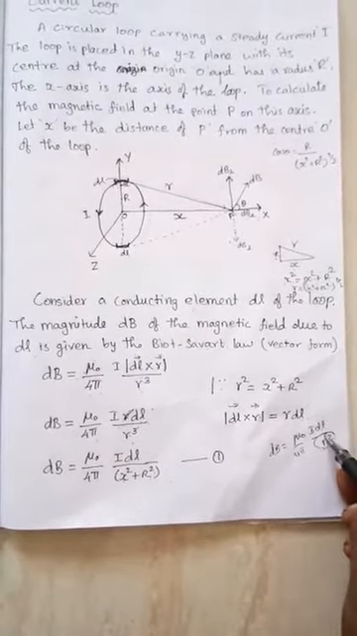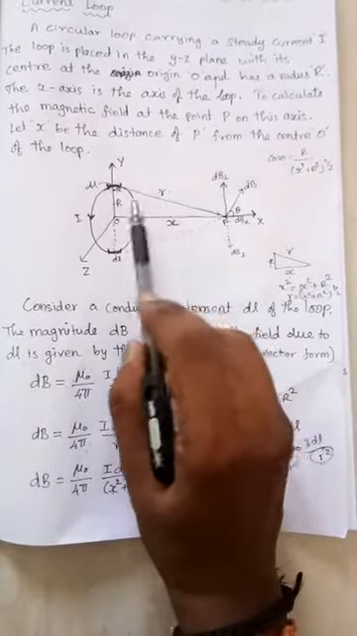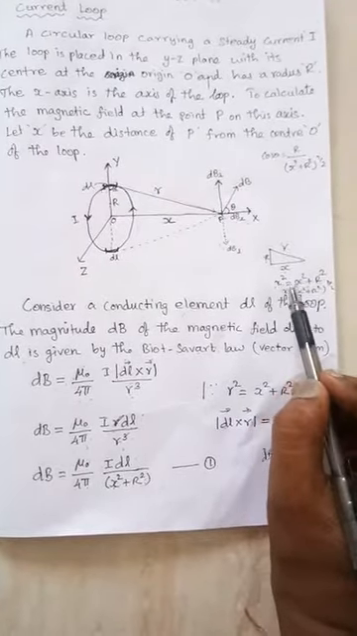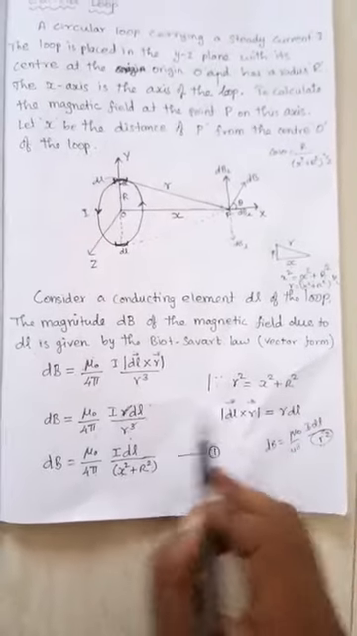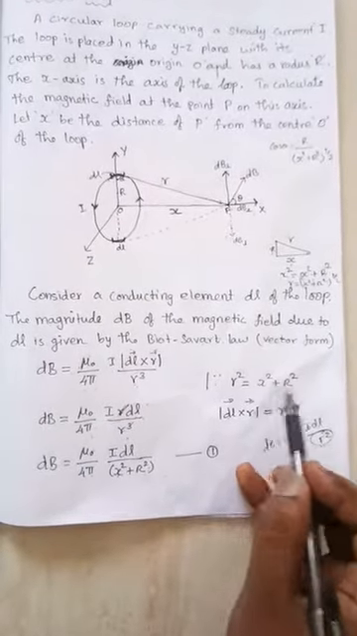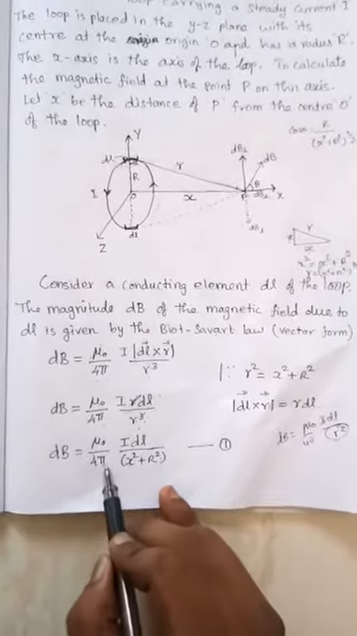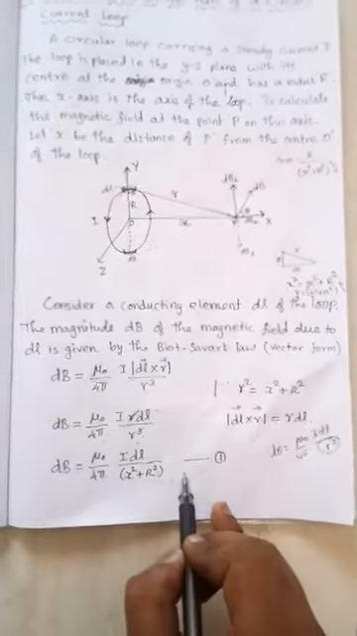We want to find the r square value. Take this right-angle triangle with sides r, small r and x. By the Pythagoras theorem, r square is equal to x square plus R square. Substituting here, dB is equal to mu naught by 4 pi, I dl divided by x square plus R square. Take this as equation number 1.